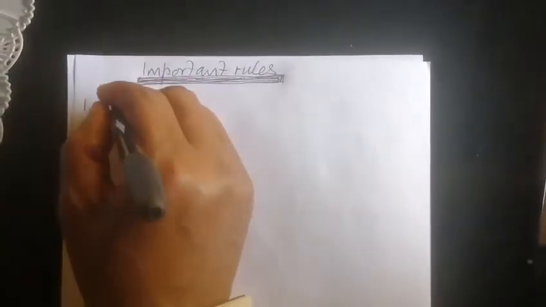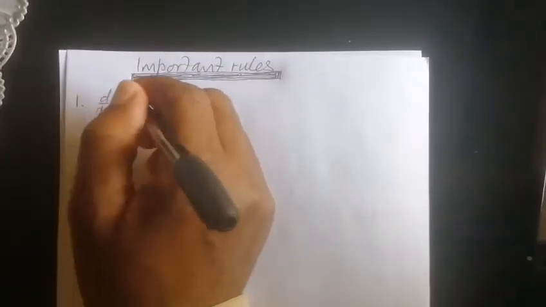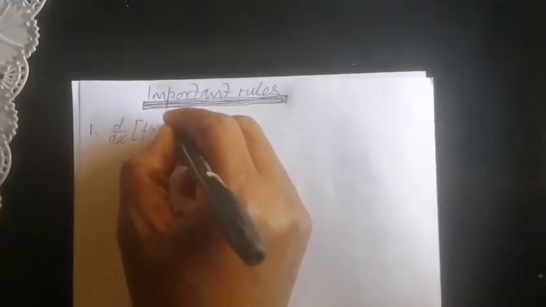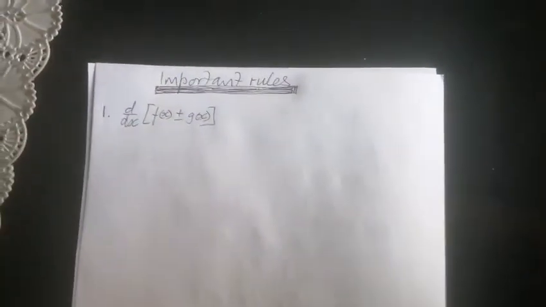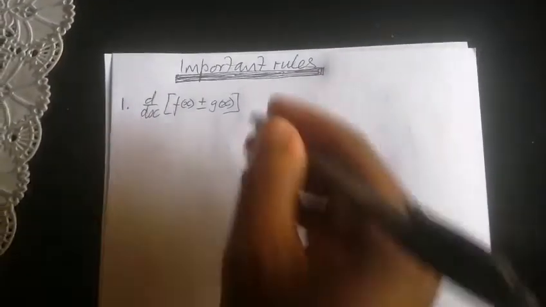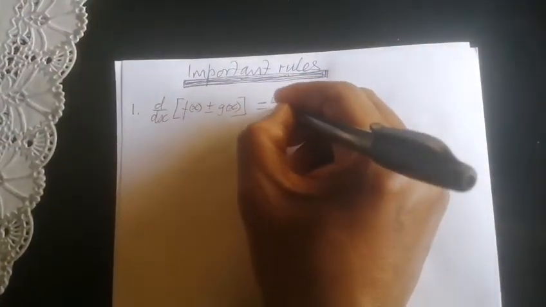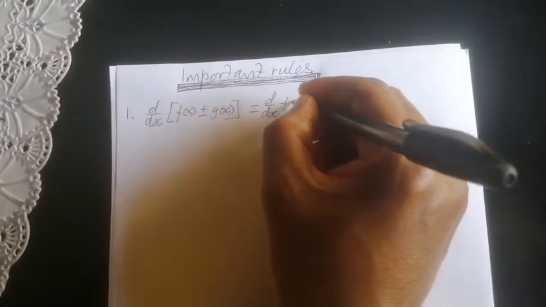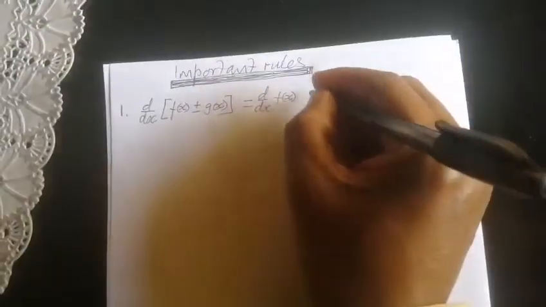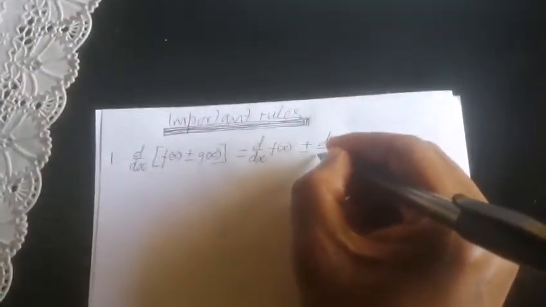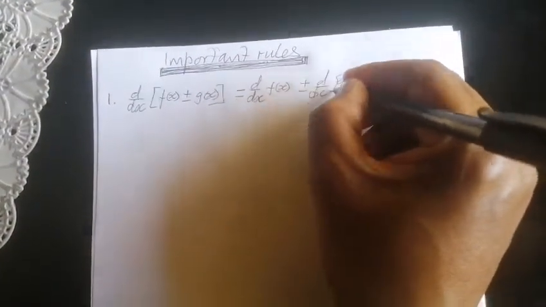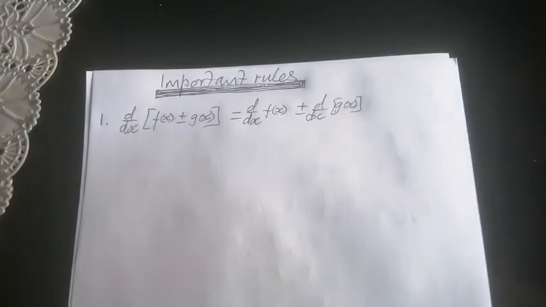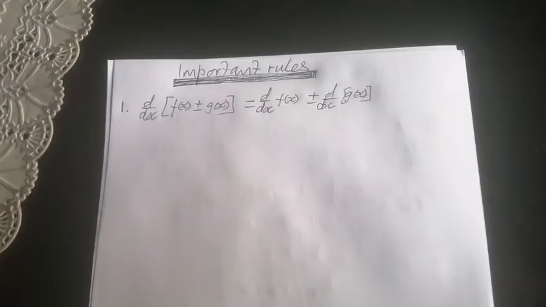The first one says the derivative with respect to x of the sum or difference of two functions. Say you have f of x plus g of x, and these two are being added. Now this is exactly the same as the derivative with respect to x of f of x separately, then plus or minus the derivative with respect to x of g of x. This is very, very important. That rule must be understood.